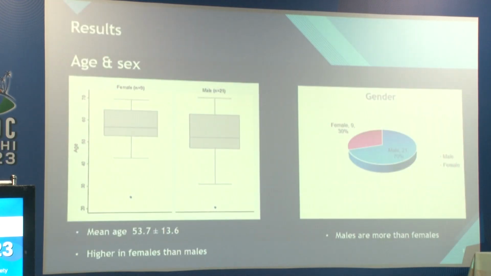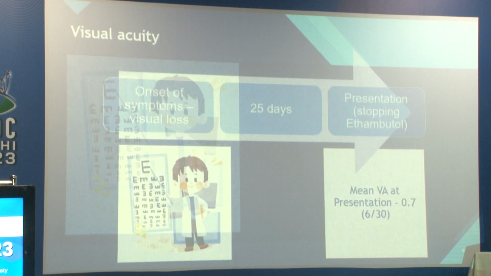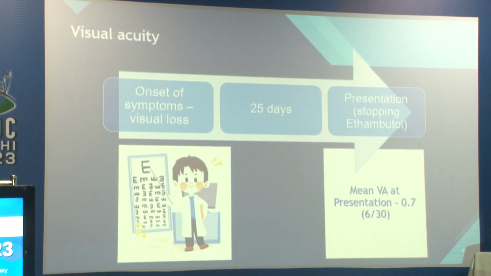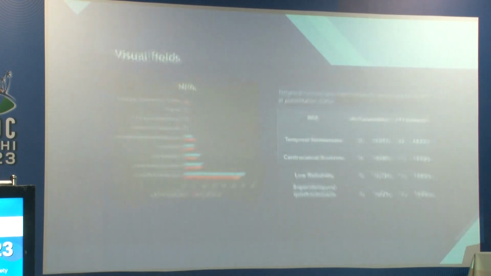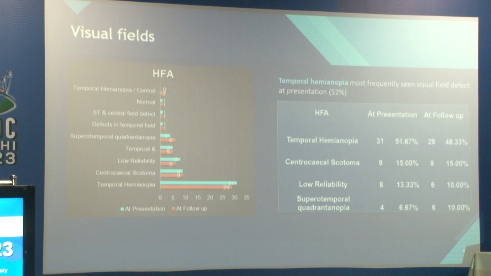We found that the mean age at presentation was 53.7, and it is higher in females than males, though our study had more males than females. The visual acuity at presentation was 0.7 logMAR, which is equivalent to 6/30 Snellen. The duration between onset of visual loss and presentation, that is the stopping of ethambutol, was 25 days.